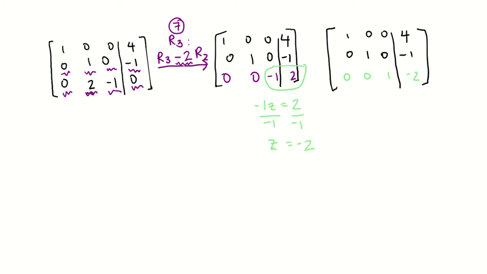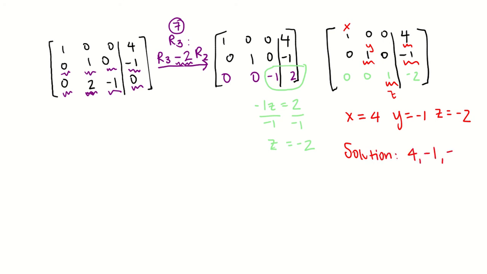And what this means is that the x value is 4, the y value is negative 1, and the z value is negative 2. So as a coordinate point, the solution to this system is 4, negative 1, negative 2.